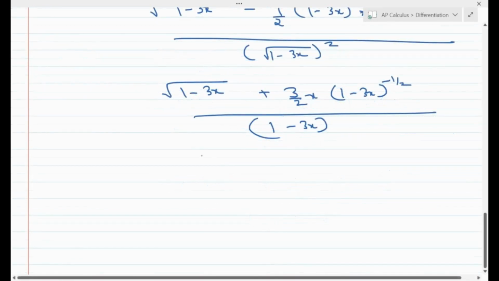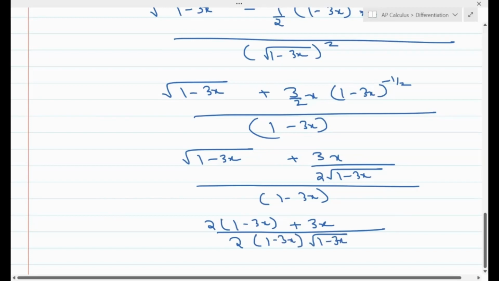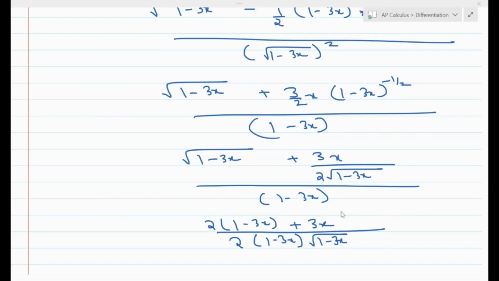What happens is, if we try to simplify this, this would be 1 minus 3x plus 3x by 2 root 1 minus 3x, and then divided by 1 minus 3x. So we can try to rationalize it. So this would become 2 times of 1 minus 3x plus 3x divided by, and take this 2 root 1 minus 3x to the denominator. So this would become 1 minus 3x times 1 minus 3x under root. And if we want, we can simplify it, but it doesn't cancel out.